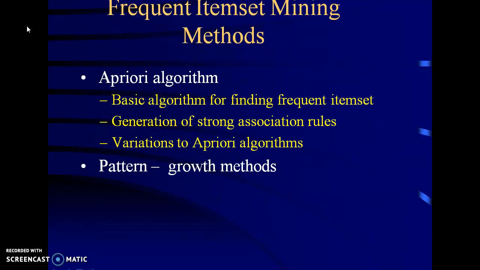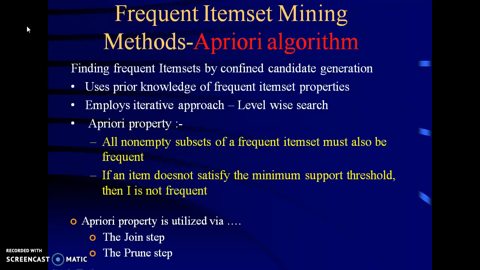So what does the apriori algorithm do? The apriori algorithm is the basic algorithm to find frequent item sets. It generates the strong association rules. It tries to identify which are the strong association rules, and accordingly you can indicate that these are the frequent item sets. The apriori algorithm uses some prior knowledge of frequent item sets, and it has some apriori properties: all non-empty subsets of a frequent item set must also be frequent.